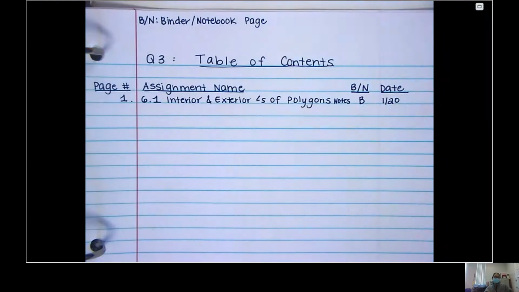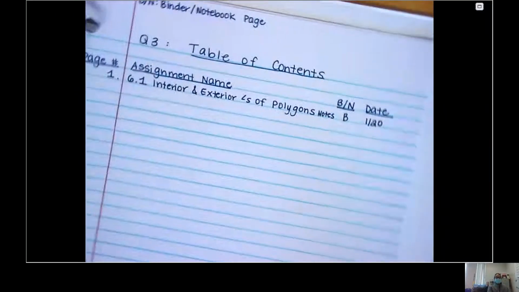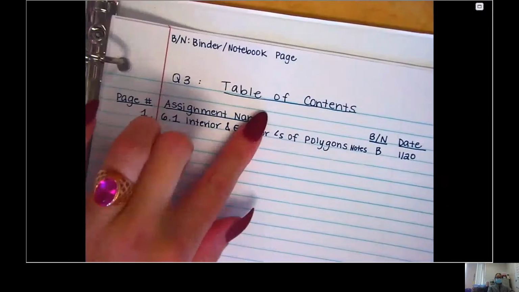Right? So here's what mine looks like. I will show you what mine looks like. Essentially, here's my binder. Very first page is my Q3 table of contents. And the very first thing right behind my table of contents is going to be this paper that we did yesterday.